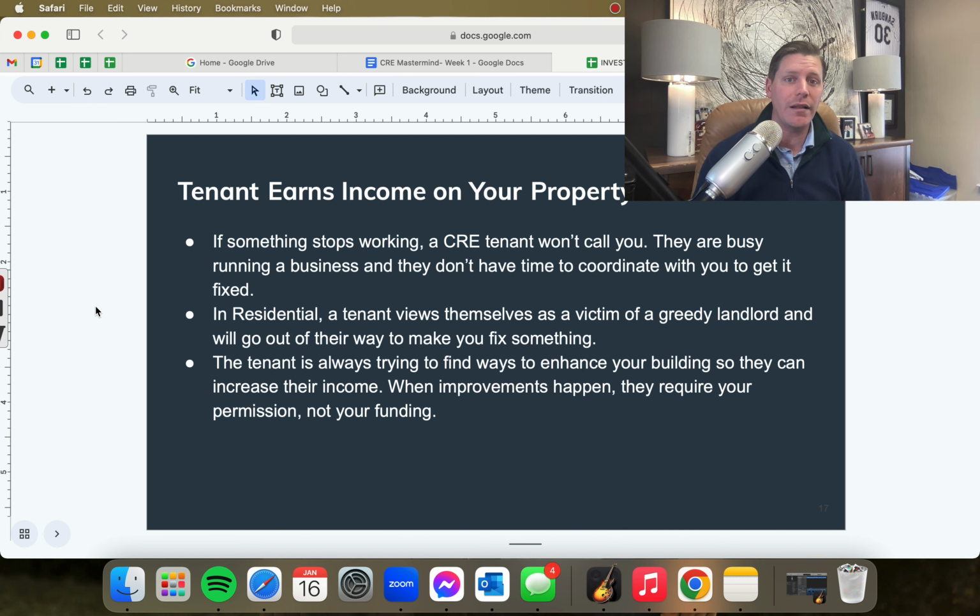You're the greedy landlord. So again, at the bottom here, the tenant is always finding a way to enhance your building so that they can increase your income and increase their income. When an improvement happens, it requires your permission, but not your funding, which is another thing. I've got a building right now where I built this whole space out for this tenant. It's a great lease, seven years, triple net, awesome lease. But these guys were asking me to go and improve, and I'll get to it in a second, but I'll tell you the story.